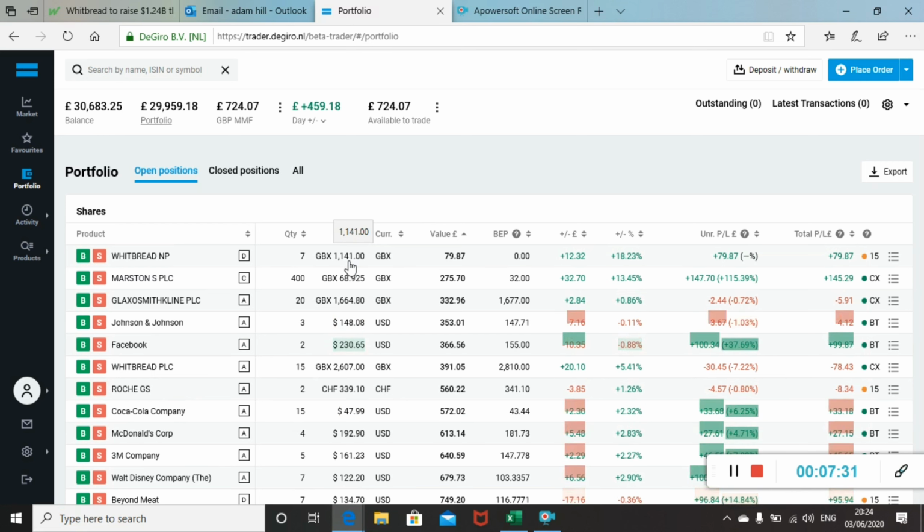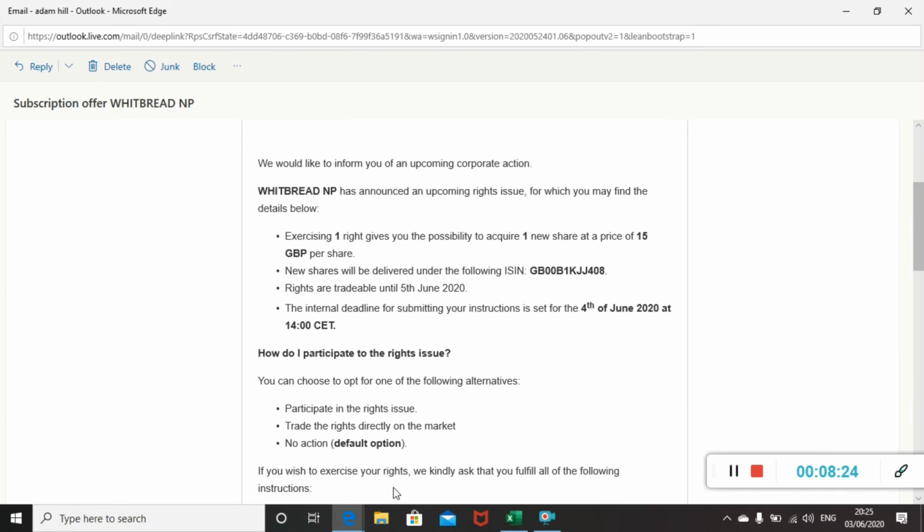Secondly, if you want to exercise your right to buy these shares, you will not do that in the normal way you buy shares. Your brokerage or your platform, whether you use Degiro or Robinhood or Trading 212, should make contact with you and explain your options, as the process is going to be different. So let's take a look at the email I received from my platform. And it says, we would like to inform you of an upcoming corporate action.